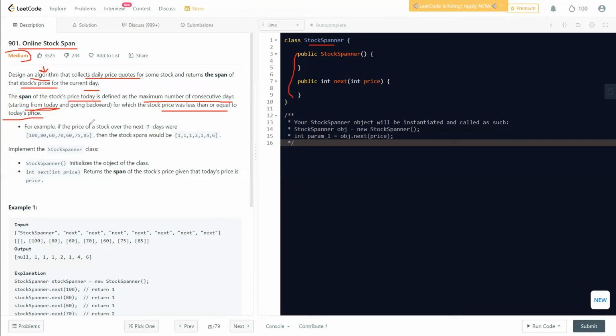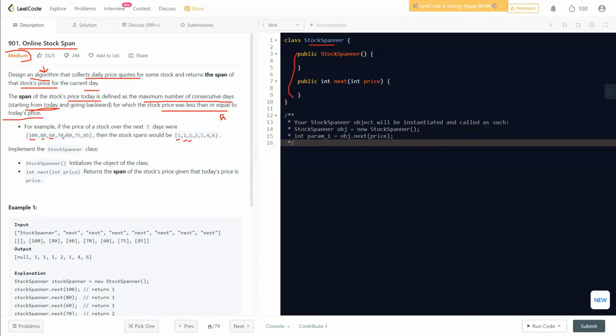That simply means, if we take an example, say there are prices 100, 80, 60, 70, 60, 75, 85. So what do we get for 100? If we go backwards, starting from today, how many days do we see a price less than or equal to this price? Only today, right? So the answer is one. Now for 80, if we go backwards, how many days do we see a price that is less than or equal to 80? There's only one, because before 80, there's only 100. And for 60, how many days do we see a price less than or equal to 60 before that? Only one, because all of them are bigger than 60.